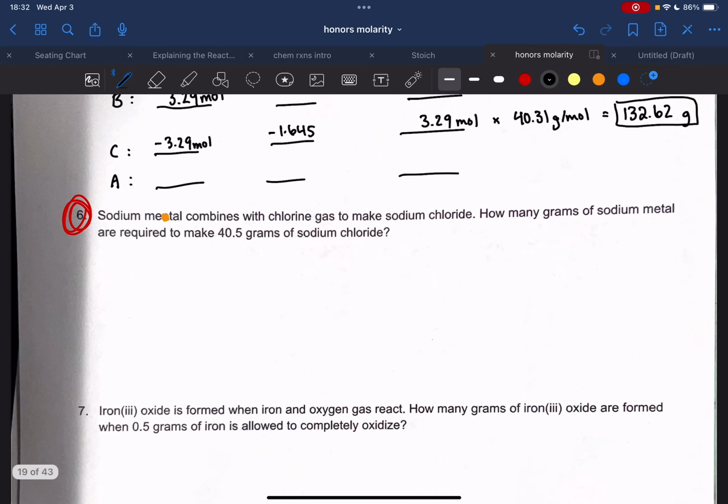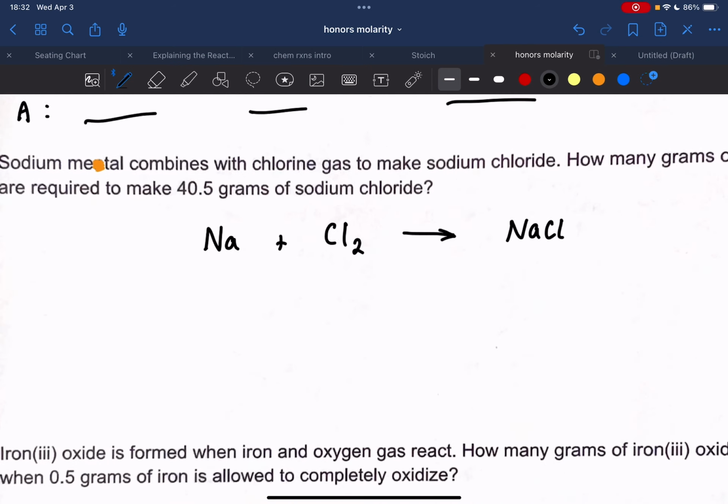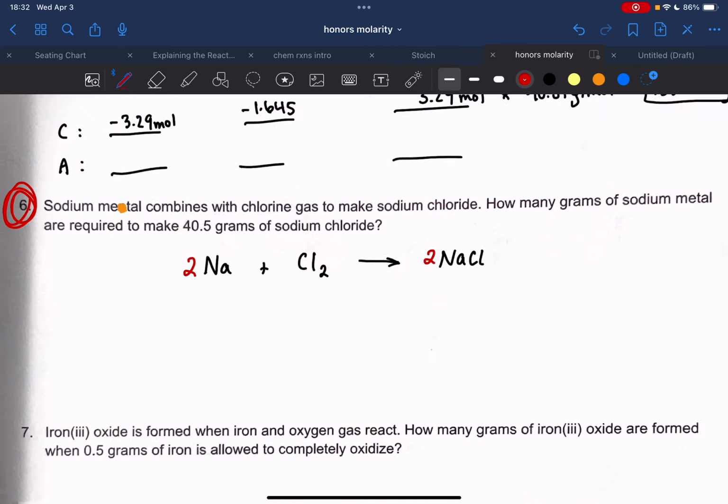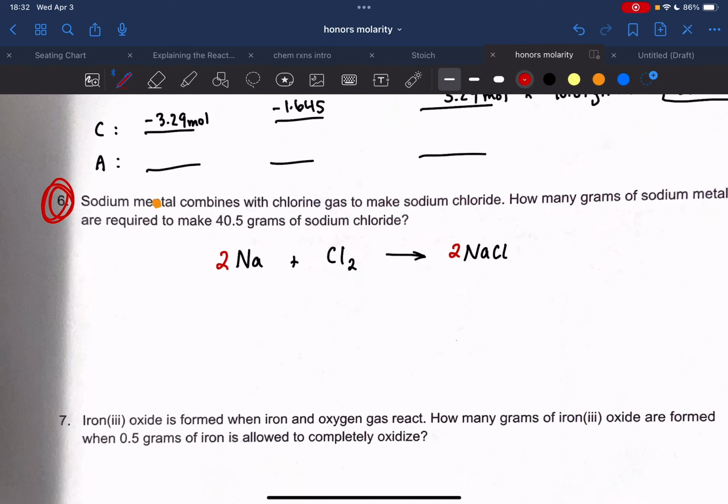is kind of similar. We have another synthesis reaction here. This time we have sodium metal combining with chlorine gas. I know that chlorine gas is Cl2 because that's one of my diatomic elements. And I know that the formula for sodium chloride is just NaCl. So I can balance this real quick. I can put a 2 right there and a 2 right here. This one actually balances exactly the same way as the previous question. So 2, 1, 2.